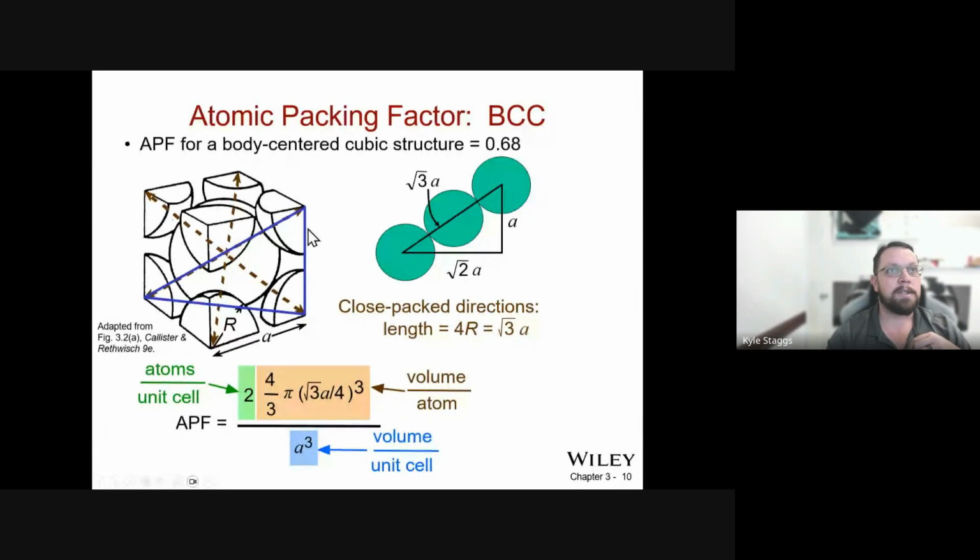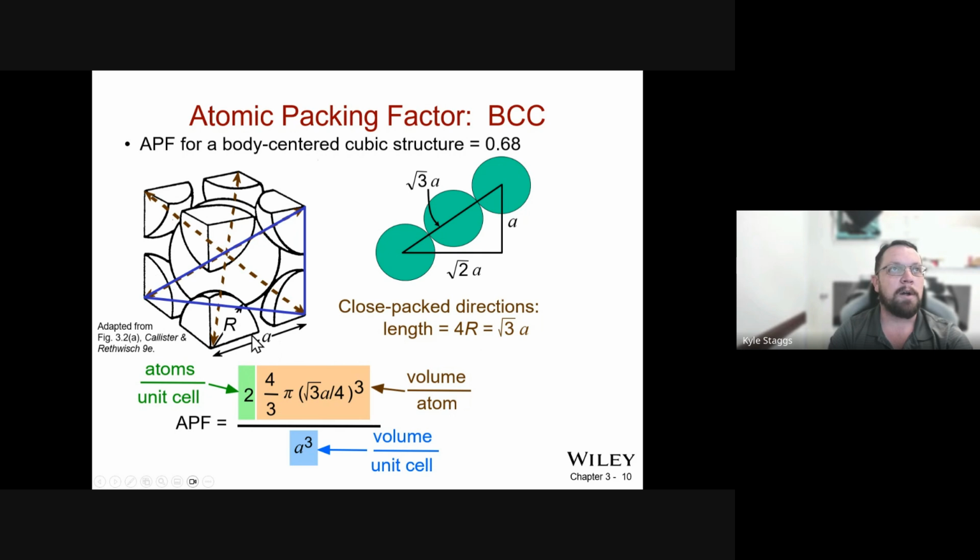And the height is A, because again, this is a unit cell, A by A by A. Square root of 3A, same idea: the square root of 2A squared plus A squared. The square root of that is the square root of 3A. That's where we get our total diagonal length across the unit cell. So it's trying to understand what this is.